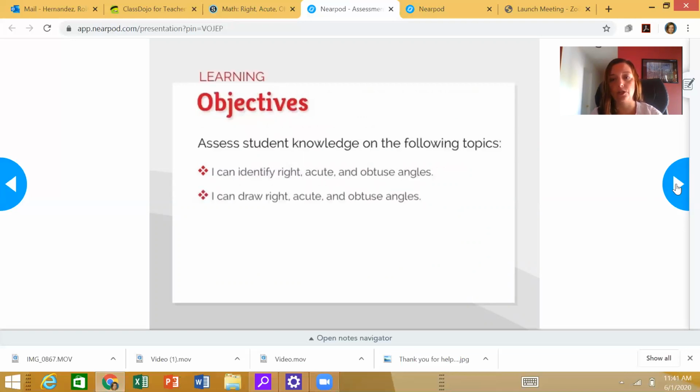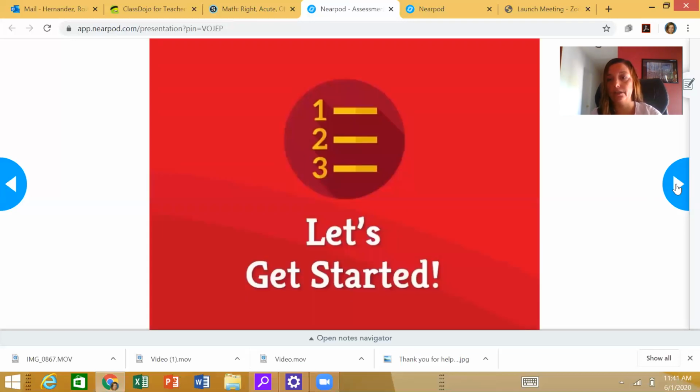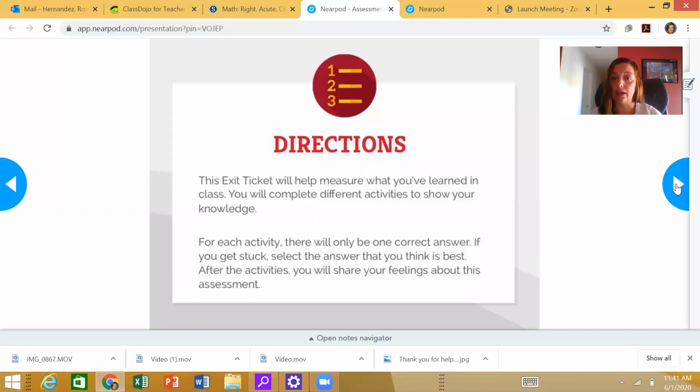Objectives. Assess student knowledge on the following topics. I can identify right, acute, and obtuse angles. I can draw right, acute, or obtuse angles. Going forward, let's get started. Next slide. Directions. This exit ticket will help measure what you've learned in class. You will complete different activities to show your knowledge. For each activity, there will only be one correct answer. If you get stuck, select the answer that you think is best. After the activities, you will share your feelings about this assessment. Let's review key information.